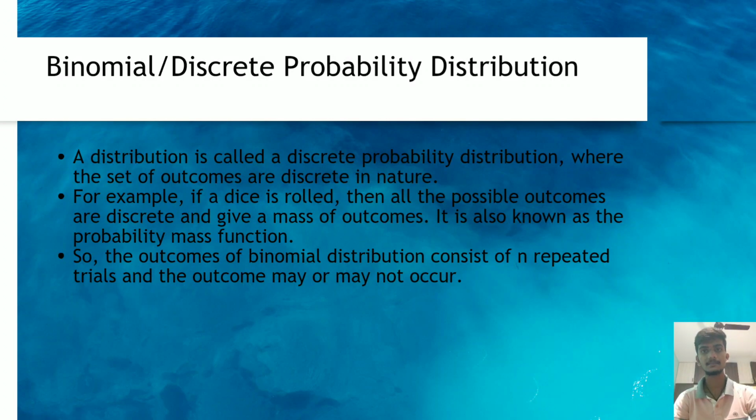The second type is binomial or discrete probability distribution. A distribution is known as a discrete probability distribution where the set of outcomes is discrete in nature. For example, if a die is rolled, then all possible outcomes are discrete and give a mass of outcomes. It is also known as probability mass function. The outcomes of a binomial distribution consist of n repeated trials. The outcome may or may not occur.